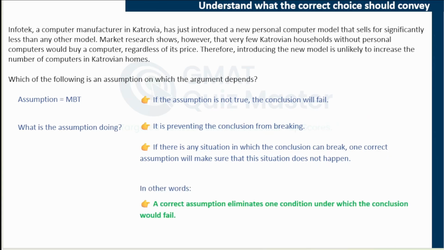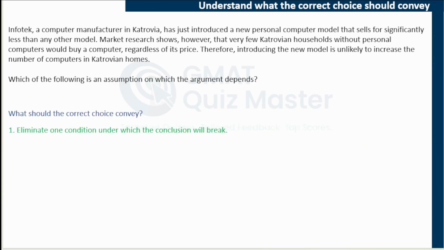So, in other words, a correct assumption eliminates one condition under which the conclusion would fail. And this is one of the characteristics. This is something that the correct answer choice for an assumption question will convey. A correct assumption will first of all eliminate one condition under which the conclusion will break. The second thing is that it will bring in a new piece of information. A correct assumption never restates something that is given in the passage, and it does not tell you something that can already be inferred from the passage. So these are the two characteristics of the correct assumption, and based on these two characteristics, we now know what the correct answer choice should convey.